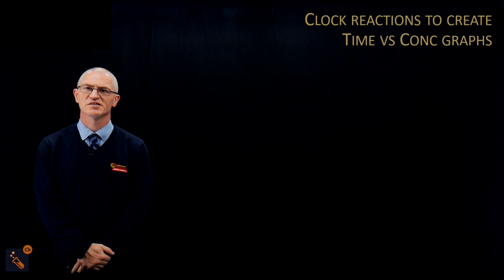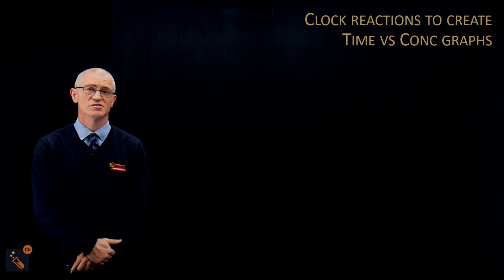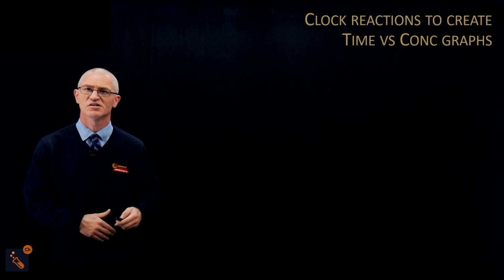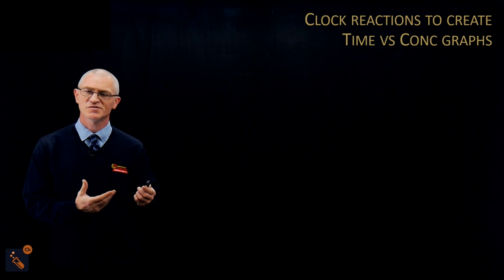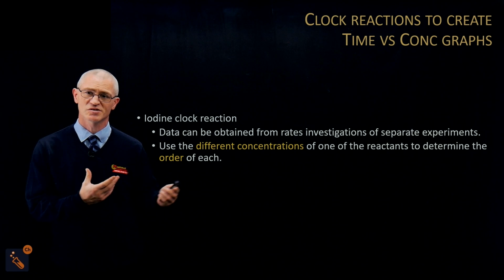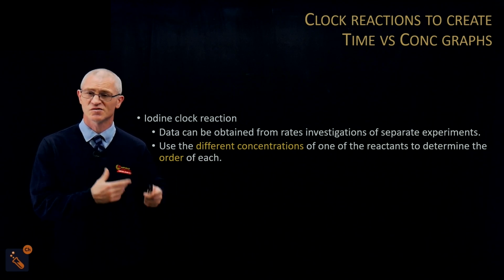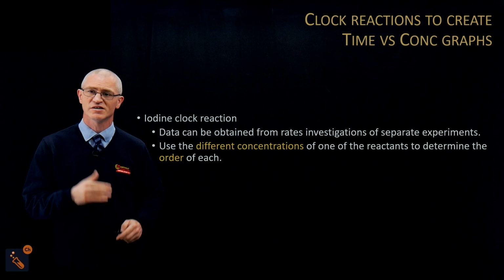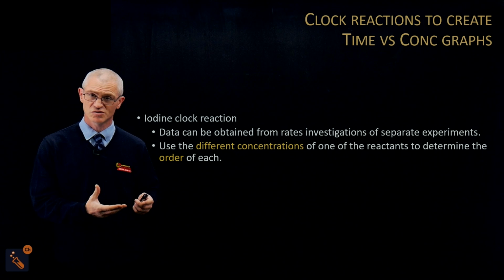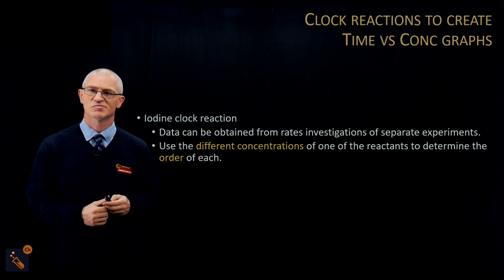The next method for finding the concentrations, for either a time-concentration graph or for your rate equation, is to use a reaction where a colour change happens, and you can measure the length of time it takes for that colour change to happen. Now, the most famous one is an iodine clock reaction. So data can be obtained from separate experiments, and each experiment will use a different concentration of one of the reactants, so you will change it gradually. And we'll go through examples of what you do to use the rate equation and find out k in our exam style questions video that follows this.